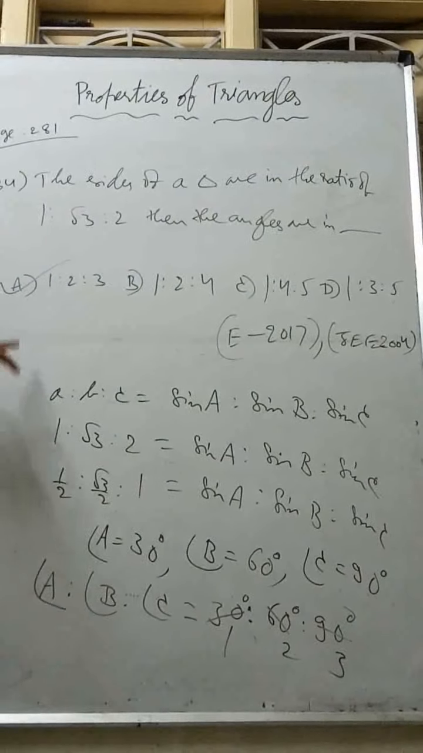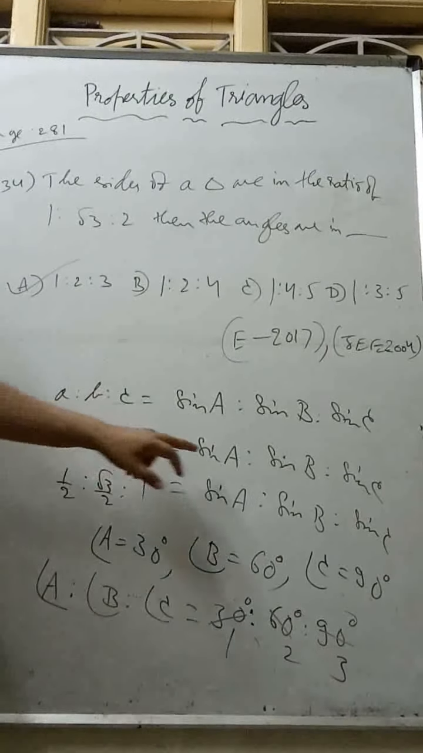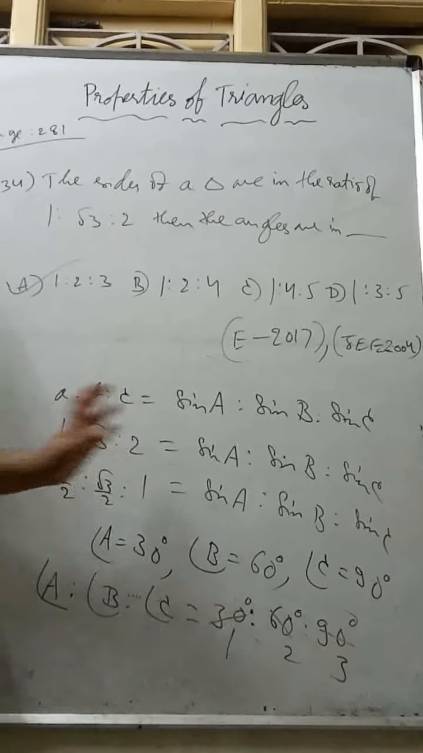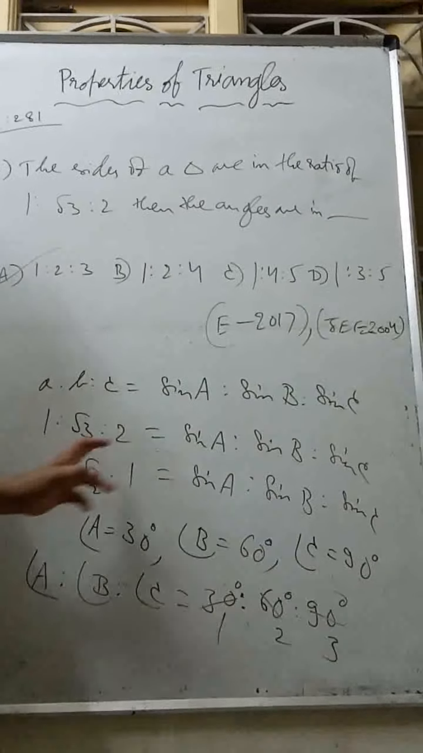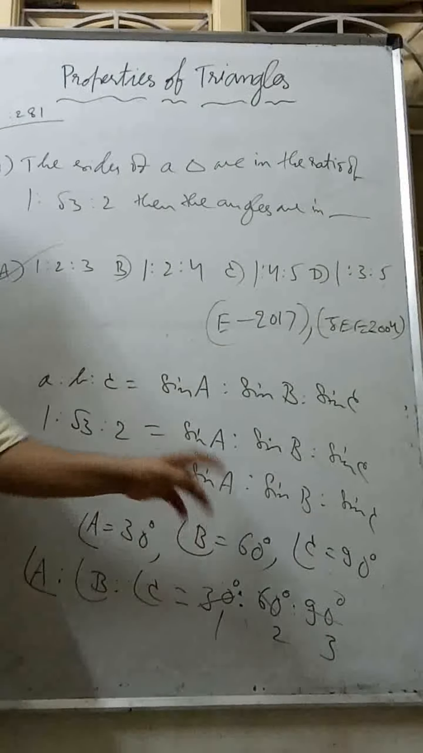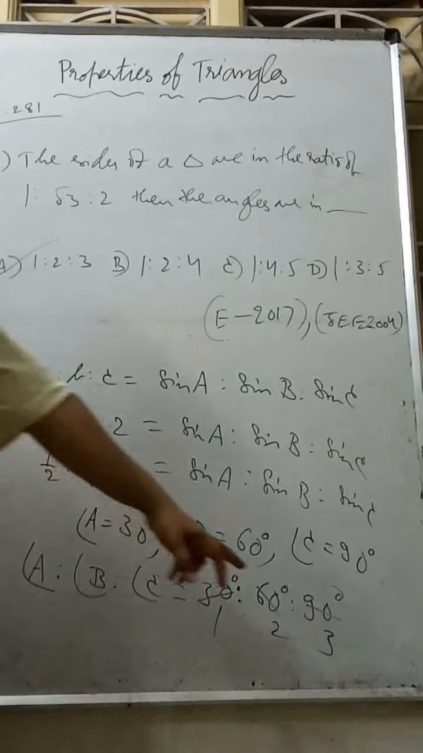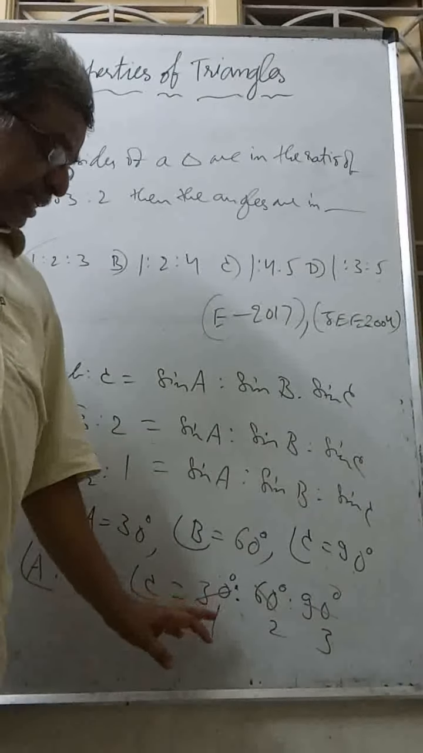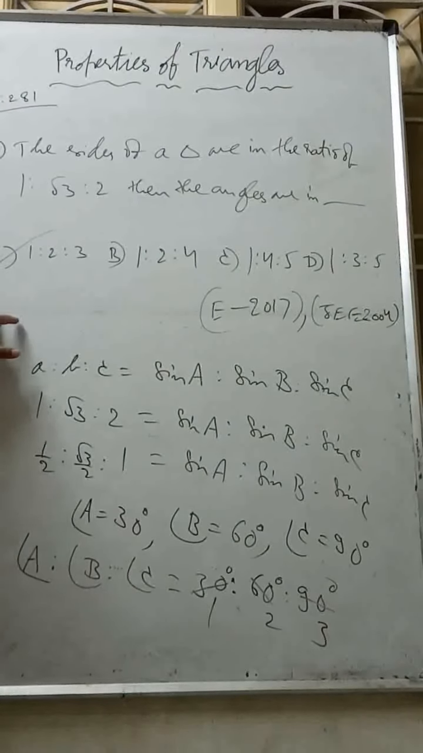Now he is giving a is to b is to c as 1 is to root 3 is to 2. I am dividing by 2 so that I am getting values, angles in terms of sine. So 1 by 2 is sine 30. So angle A is 30, angle B is 60, angle C is 90, sine 90 is 1. So the ratio of A is to B is to C is 30 is to 60 is to 90. Cancelling 30, we get 1 is to 2 is to 3. So our option is A.